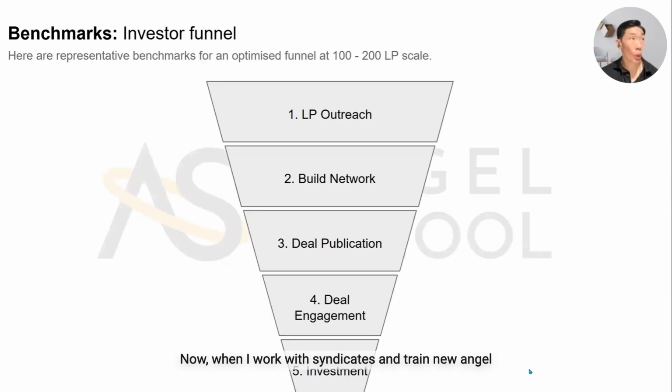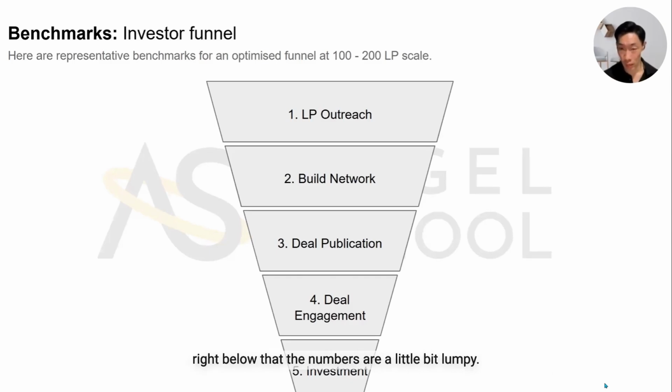Now, when I work with syndicates and train new angel groups, when they are doing this, I get some benchmarks around getting your syndicate to critical mass, right? Launching your first deal, that first milestone tends to be about 50 to 70 investors before launching your first deal. And then the next milestone is above 100 investors. We have enough numbers where the full set of funnel metrics prove out, right?